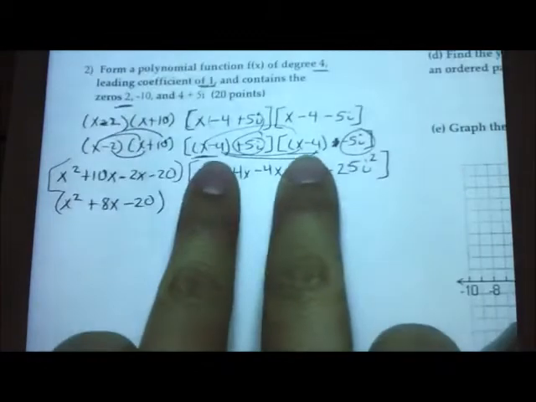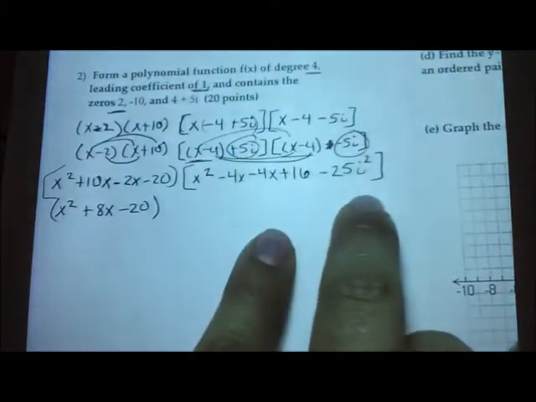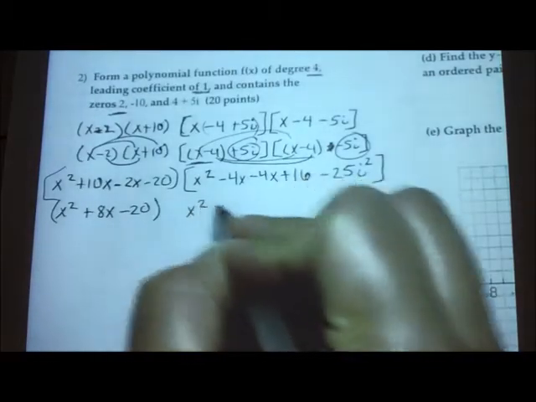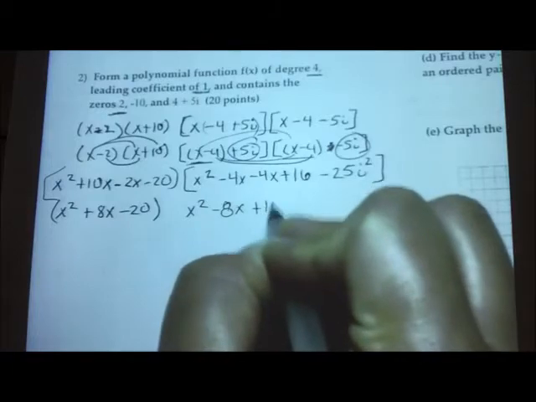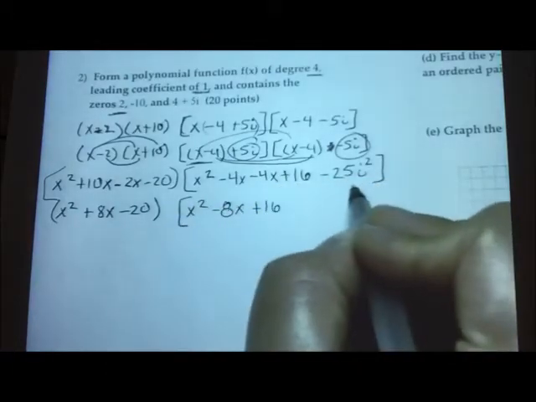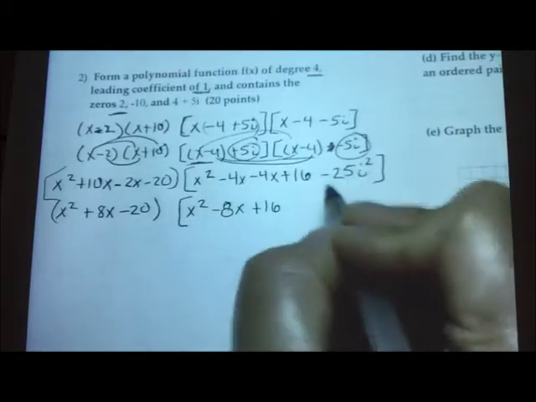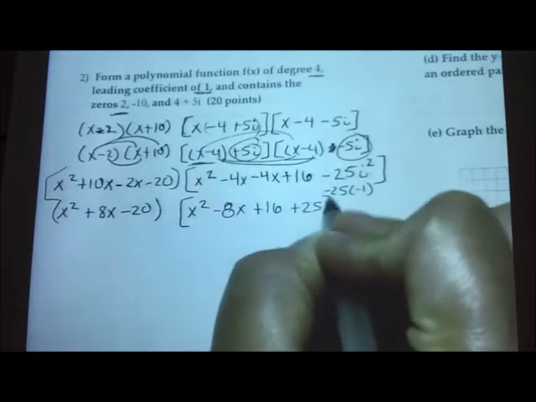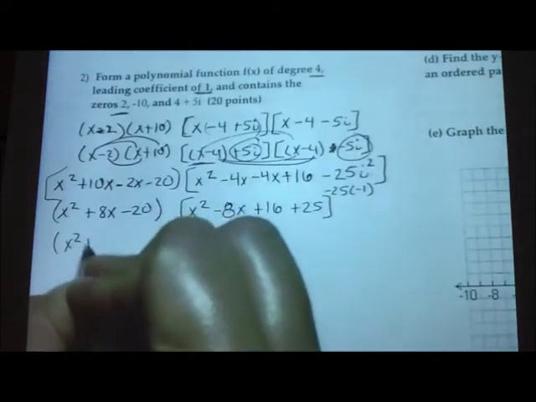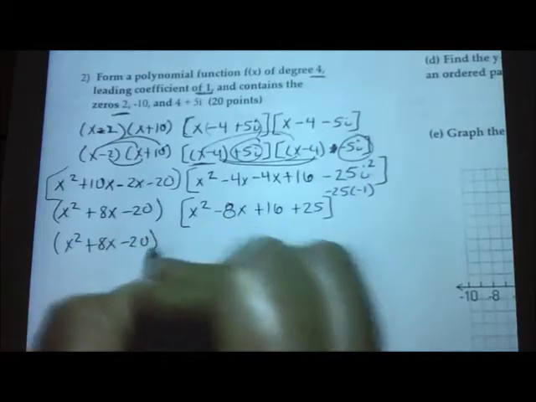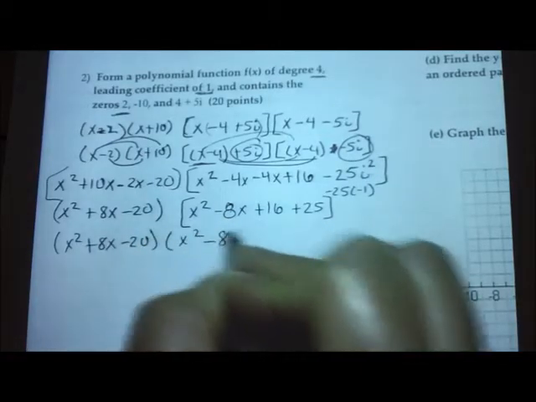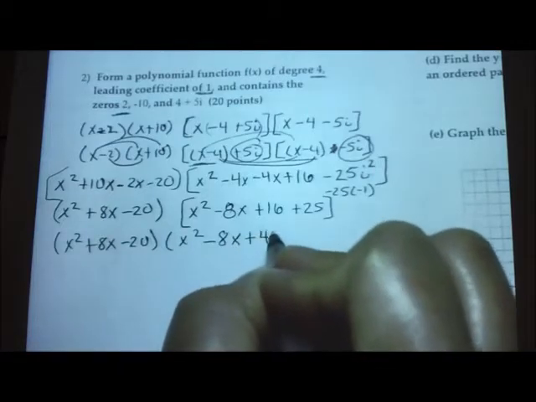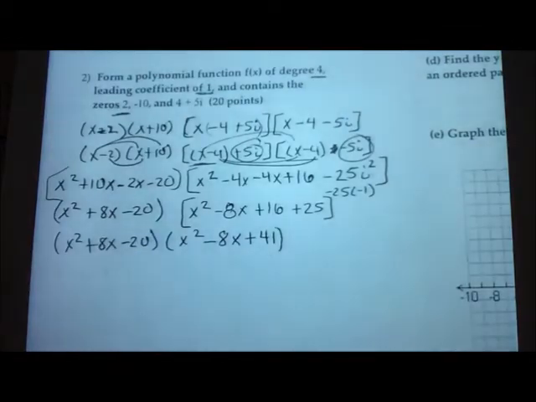So we only take care of these two. At the very end, you multiply the last two. Now, what can we combine here? 4 and 4. So we have x squared minus 8x plus 16. Now, that negative 25 becomes negative 25 times what? Negative 1, which becomes a plus 25. All right, can we combine that right now? Yes. What do we combine? 16 and 25 becomes 41.